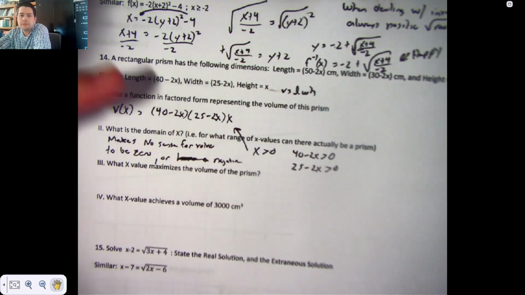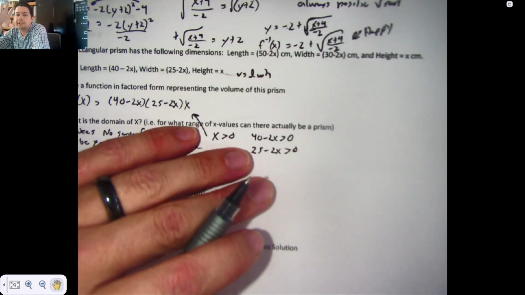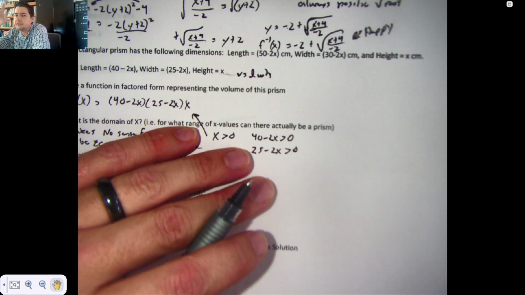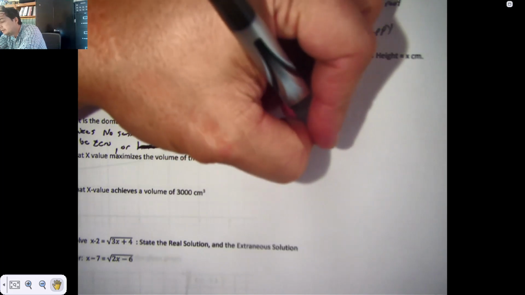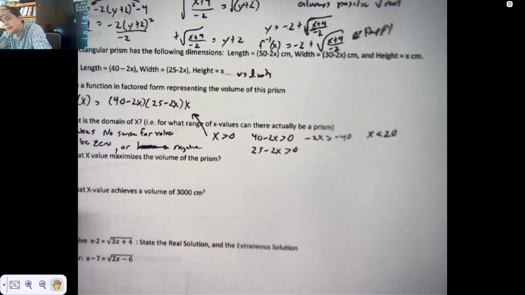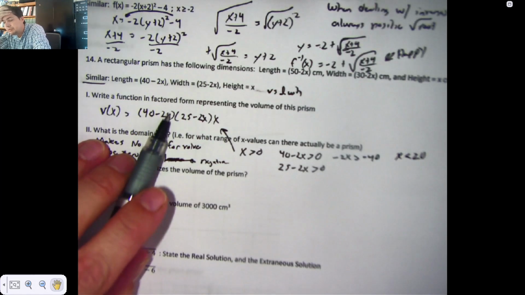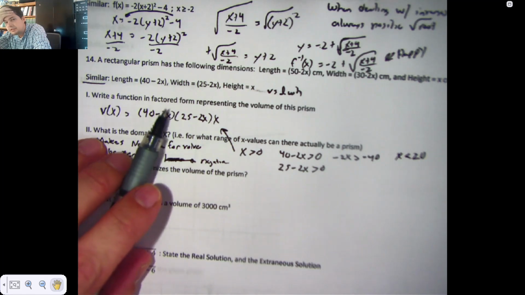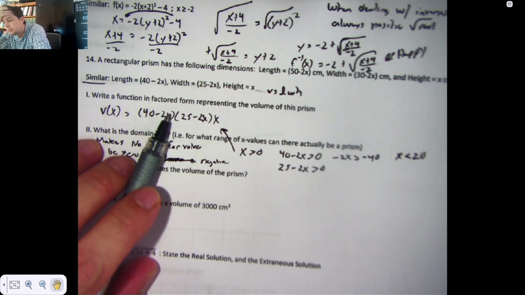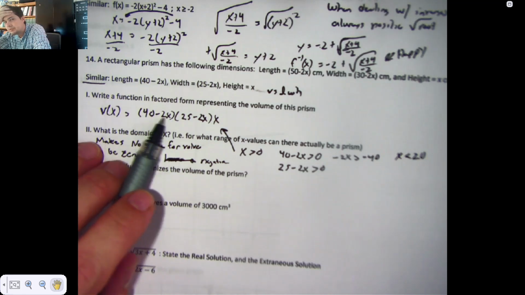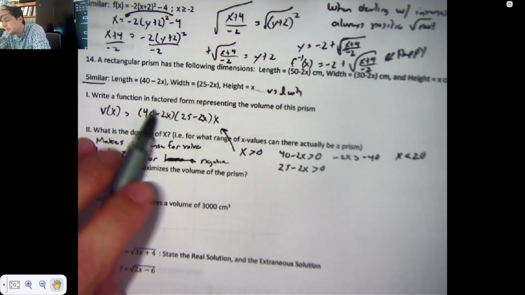These are kind of concepts of what we call natural domain. It just doesn't make sense for x values to exceed certain things. So if I solve this one, I would have negative 2x is greater than negative 40, which means that x is less than 20 because I divide out the negativity. And think about that. It would make sense for x to be less than 20, because if you put a 20 in here, that makes this 0. If you put a 21 in here, that makes this negative. That's why I'm talking about kind of natural domain concepts.